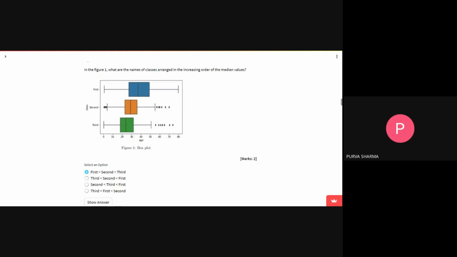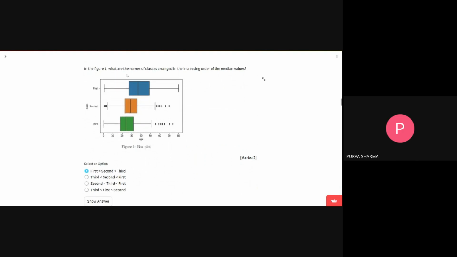Now, question 7. In this figure, what are the names of classes arranged in increasing order of the median values?